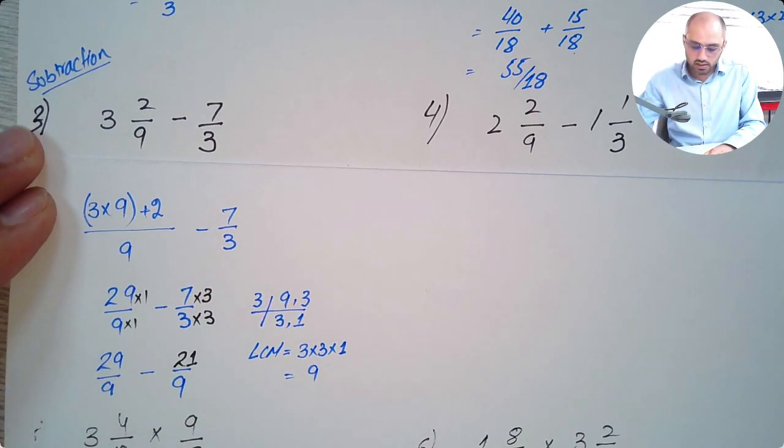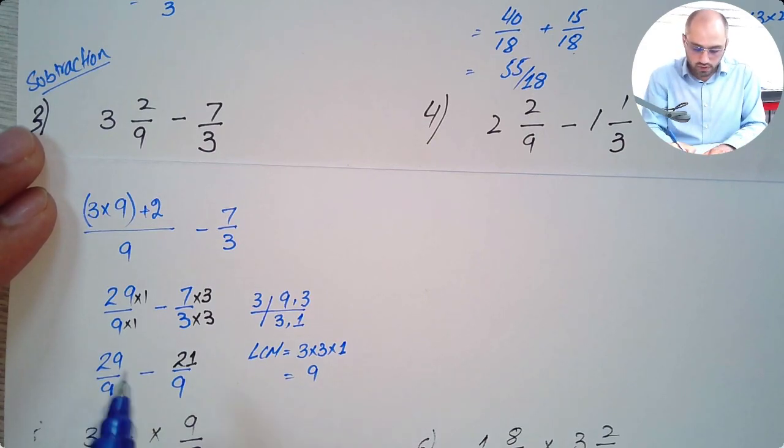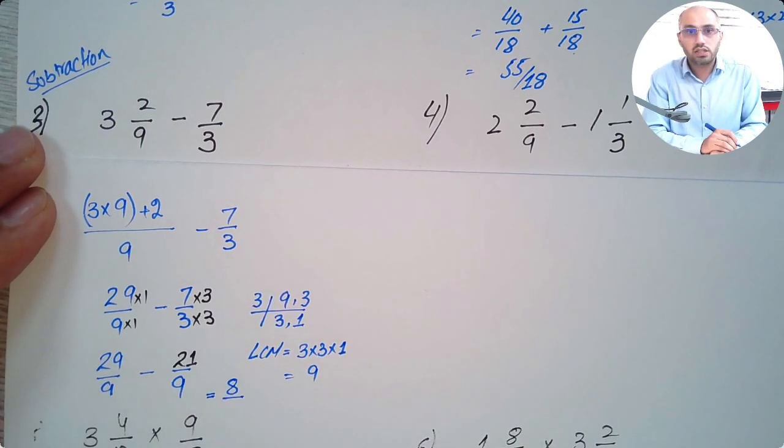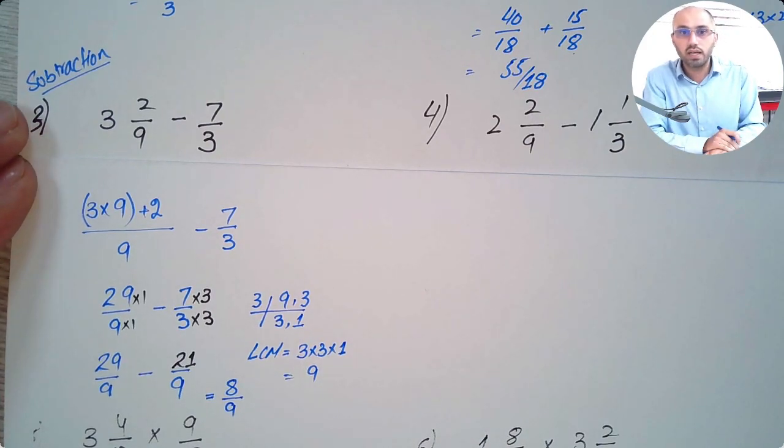Now what I see is I've got a common denominator and I've got two fractions. So I'll go ahead and subtract the numerators only. So if I do 29 take away 21, that leaves me with 8, and the denominator remains unchanged. So that will be 9. And this is my answer.